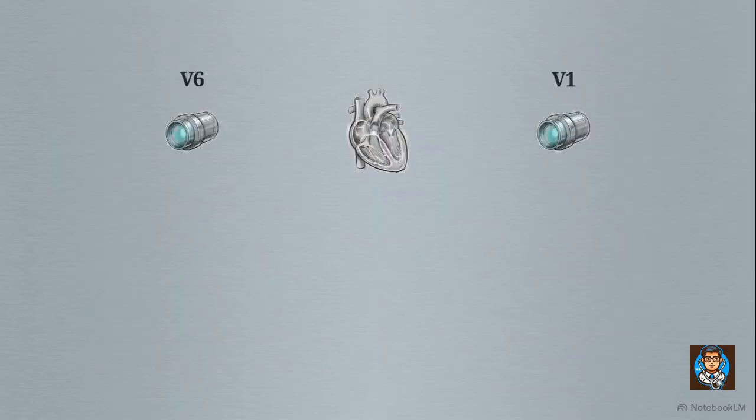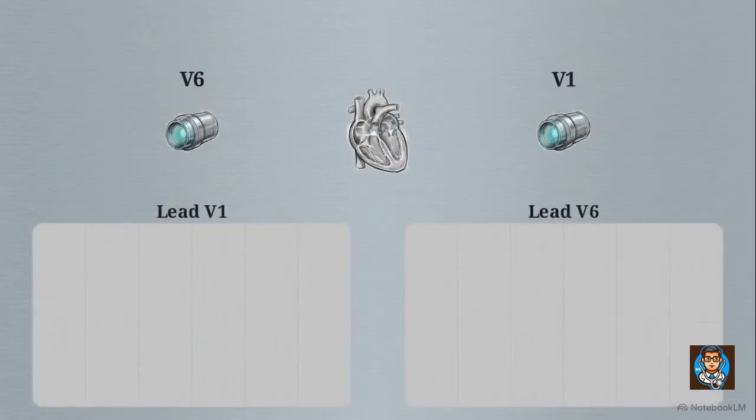In right bundle branch block, the failure occurs in 3 stages. First, the septum depolarizes normally from left to right. This pushes electricity toward V1, drawing an upward R wave, and away from V6, drawing a small Q wave. Next, the massive left ventricle depolarizes normally. Its powerful vector points away from the right side, dropping V1 into an S wave and pushing V6 into a large upward R wave.